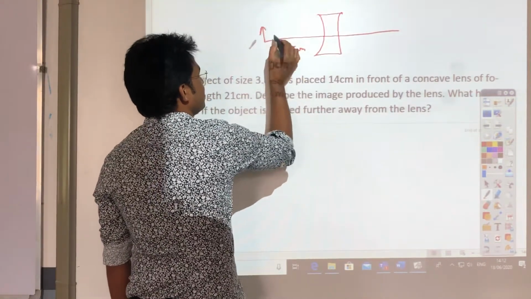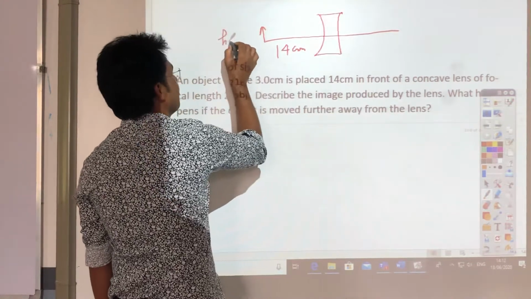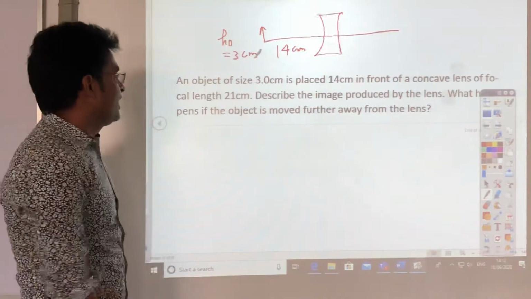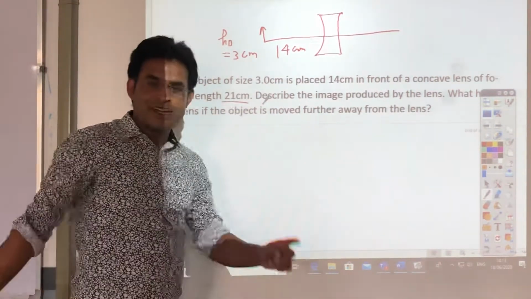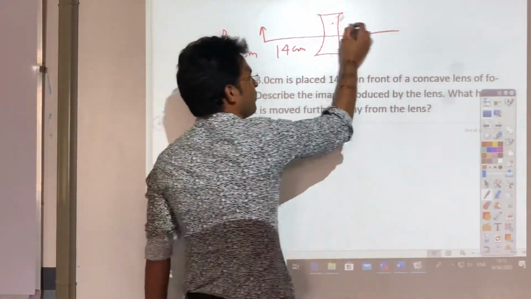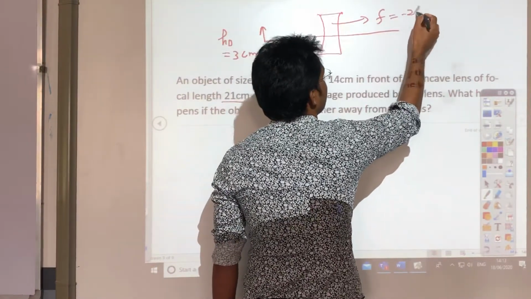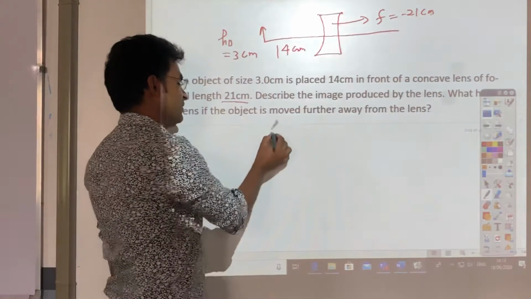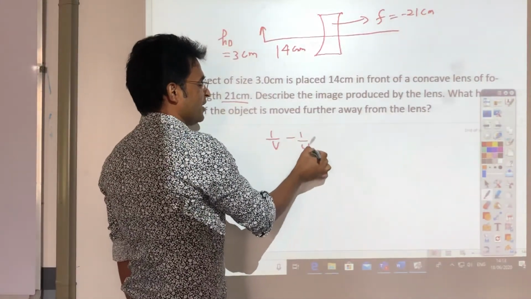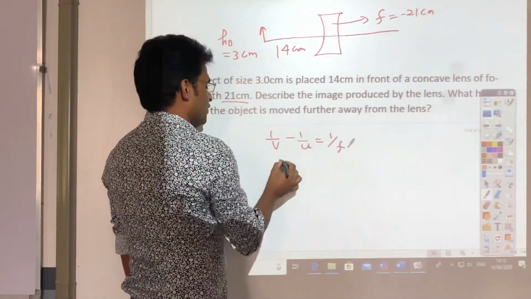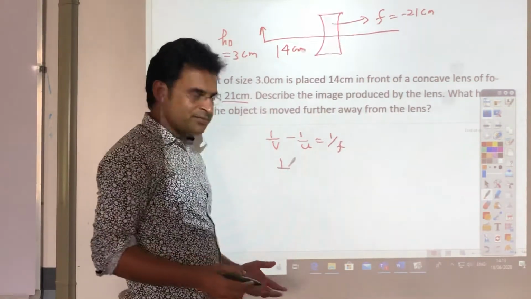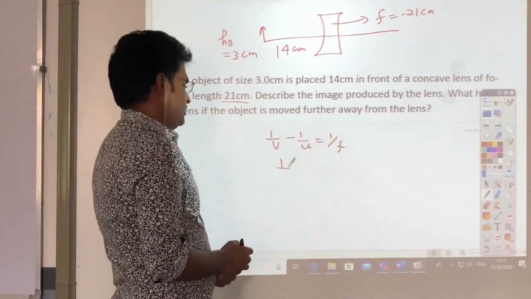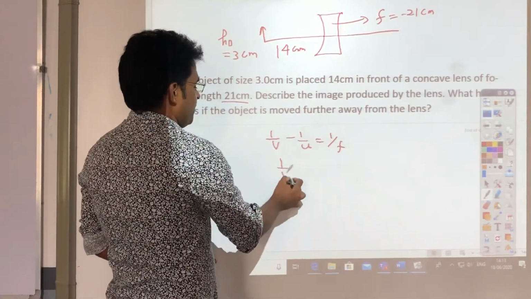Now the object distance is 14 cm and the height of the object is 3 cm. The focal length is given as 21 centimeter, and the focal length should be negative. Why negative? Because it's a concave lens. So the focal length is minus 21 centimeter. They are asking the position of the image, where the image will form. Again the simple formula: 1 by V minus 1 by U is equal to 1 by F. I have to calculate V.